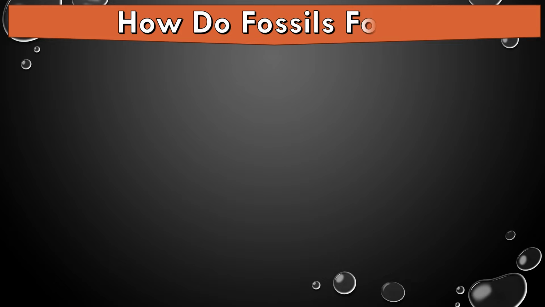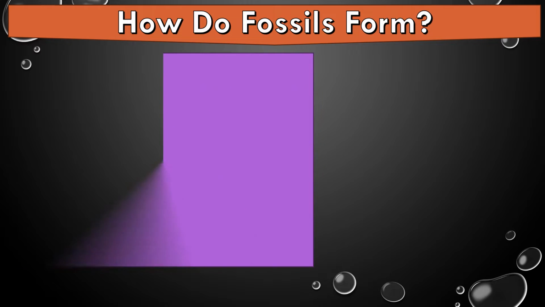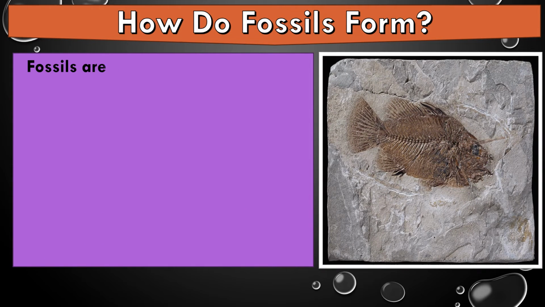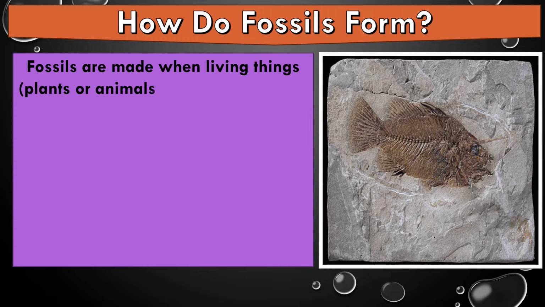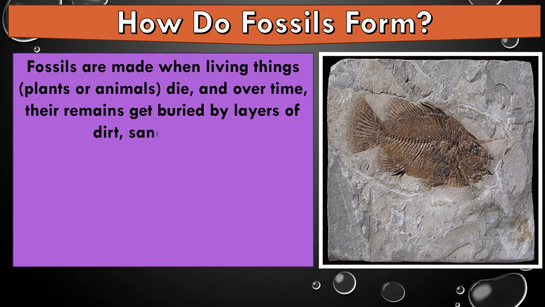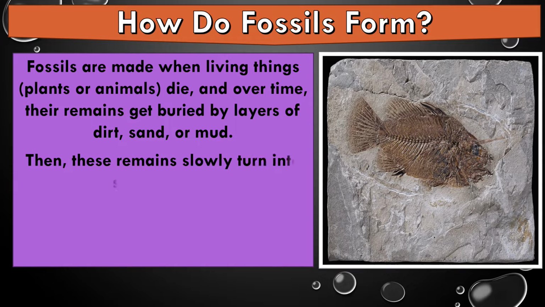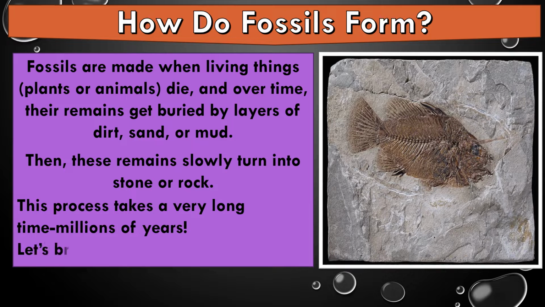How do fossils form? Fossils are made when living things, plants or animals, die, and over time, their remains get buried by layers of dirt, sand, or mud. Then, these remains slowly turn into stone or rock. This process takes a very long time, millions of years. Let's break this down into simple steps.